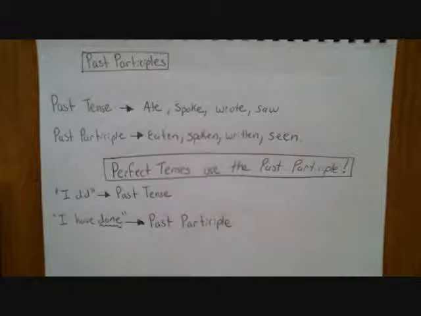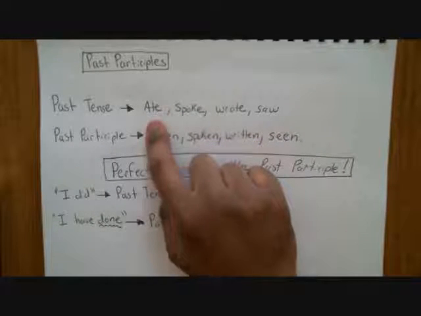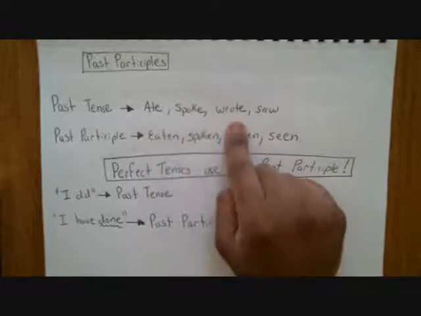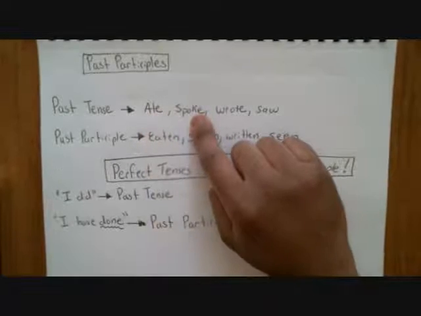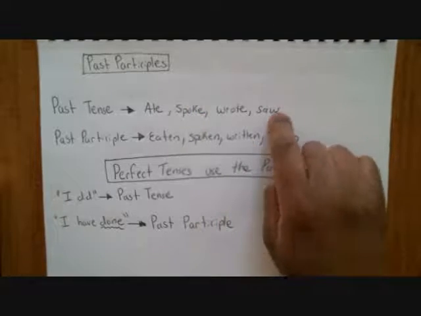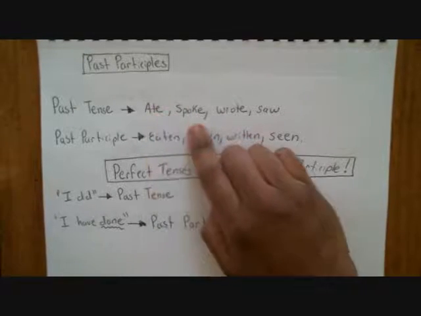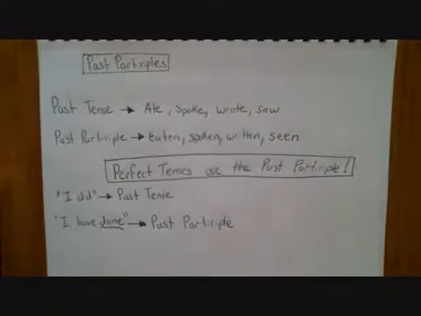Now, there is a note that I want to make about the past participle because that confuses a lot of people. To keep it simple, there is a difference between the past tense and the past participle. Let me give you an example. We have a bunch of past tense words here: ate, spoke, wrote, and saw. If you notice, the past tense can go right next to a pronoun and there's no issue. You can say I ate, I spoke, I wrote, or I saw. Or you can say he ate, he spoke, he wrote, or he saw.